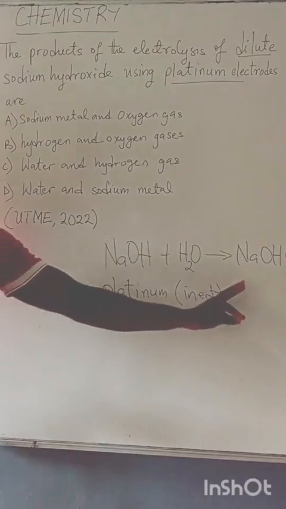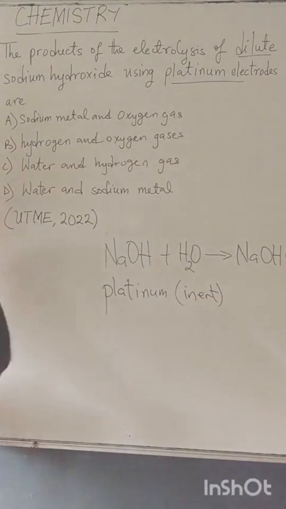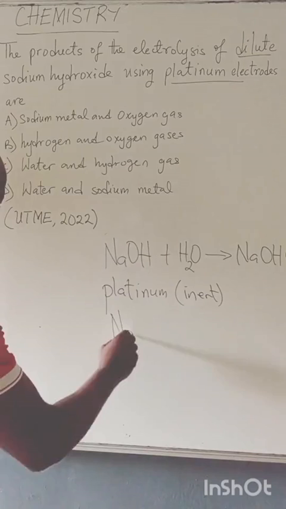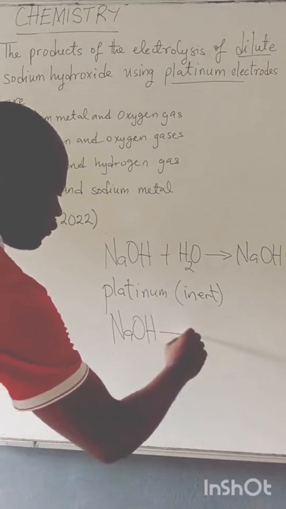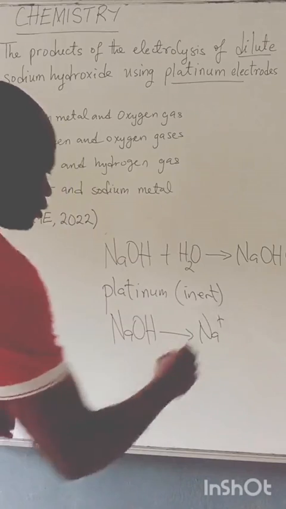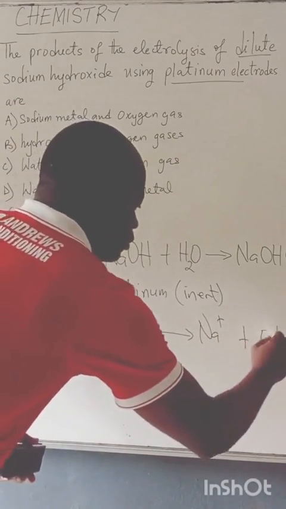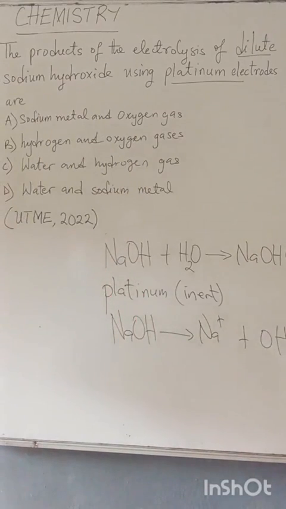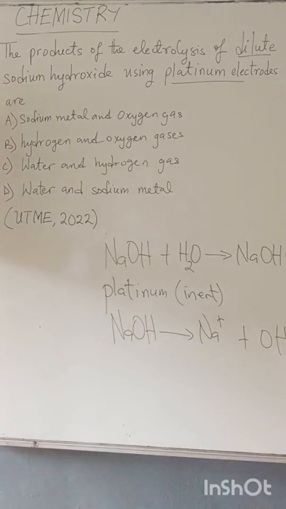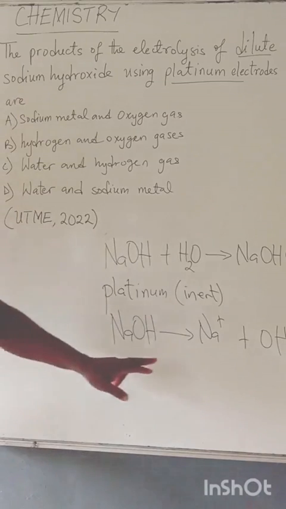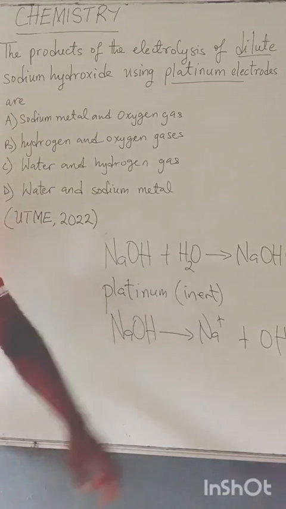When we have sodium hydroxide solution, what are the ions that are going to be produced? Let's get down to that again. NaOH in aqueous form is going to give us sodium ions and OH ions. Look at the equation. Do you understand this ionization equation? Sodium hydroxide, which is what they have given to us here to carry out its electrolysis, is going to give us sodium ions and hydroxide ions. Is that clear?